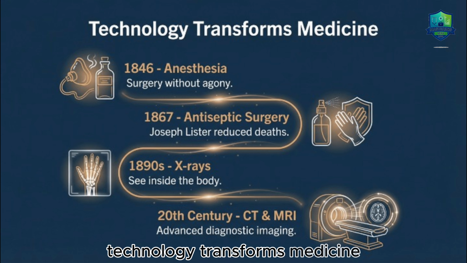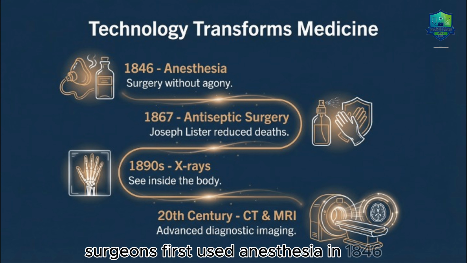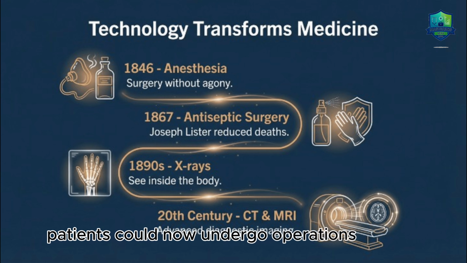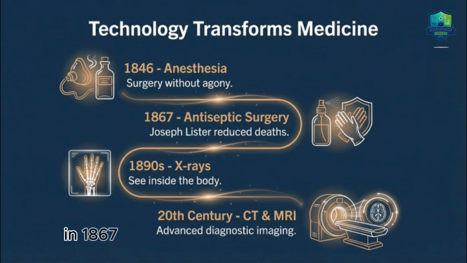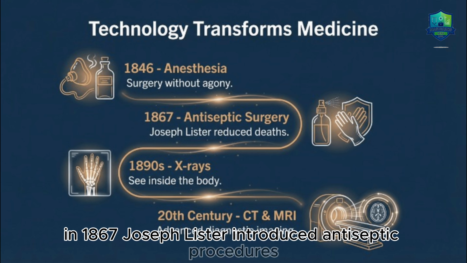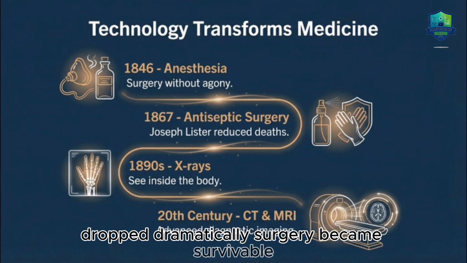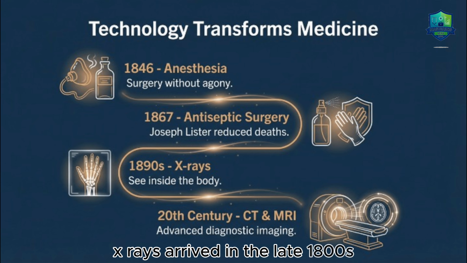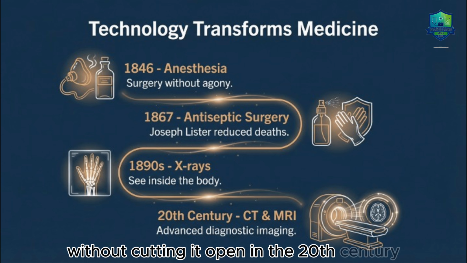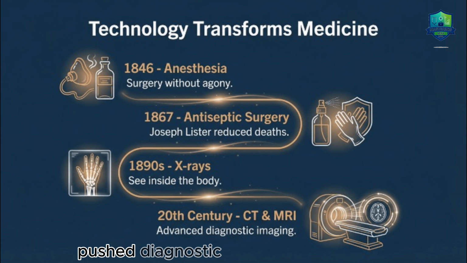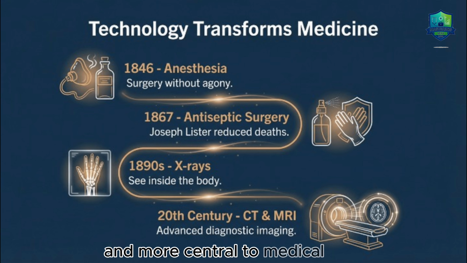Technology transforms medicine. Medical technology accelerated this shift. Surgeons first used anesthesia in 1846. Patients could now undergo operations without the agony, but surgery remained dangerous because of infection. In 1867, Joseph Lister introduced antiseptic procedures. Death rates from post-surgical infection dropped dramatically. Surgery became survivable. X-rays arrived in the late 1800s. Suddenly, doctors could see inside the body without cutting it open. In the 20th century, CT scans and MRIs pushed diagnostic imaging even further. Each of these advances made hospitals more powerful and more central to medical care.